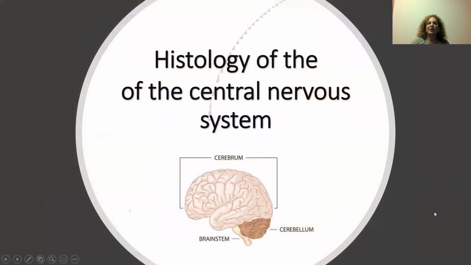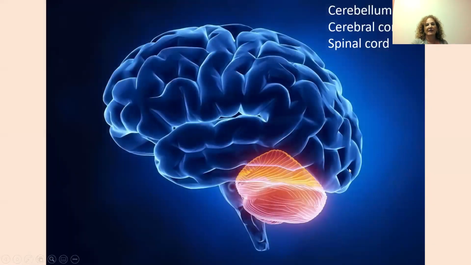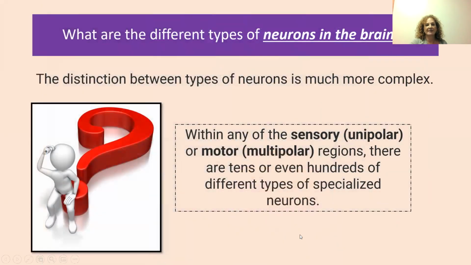Now we're going to finally move on to the central nervous system, or at least the basics of the histology of the central nervous system. We're going to talk primarily of the cerebrum, the cerebellum, as well as the spinal cord. Again, the cerebrum, the cerebellum, as well as the spinal cord, three components of the central nervous system.